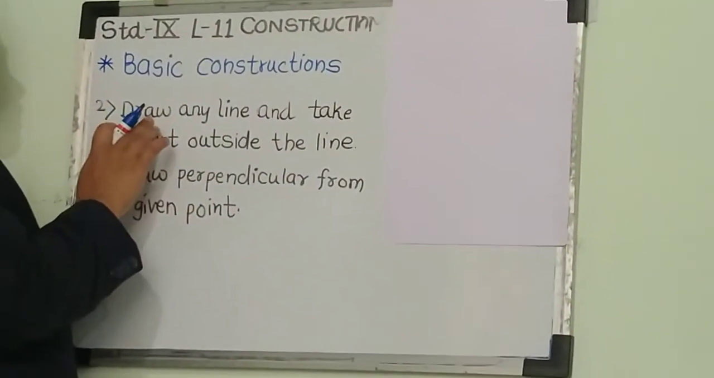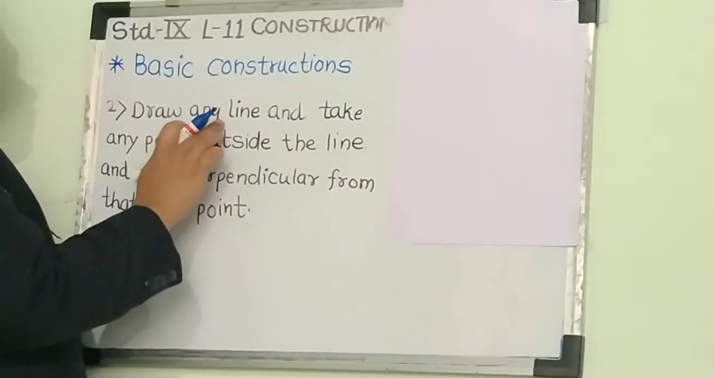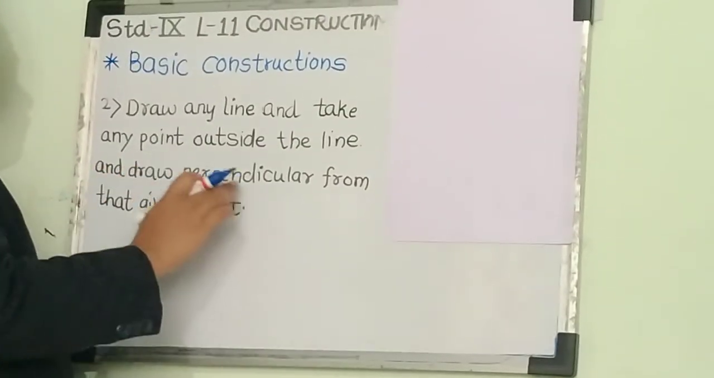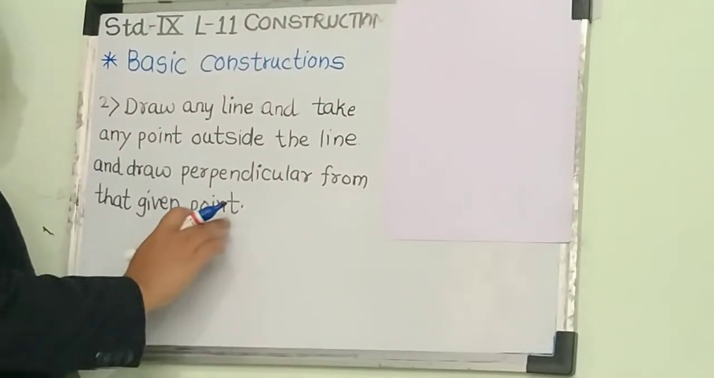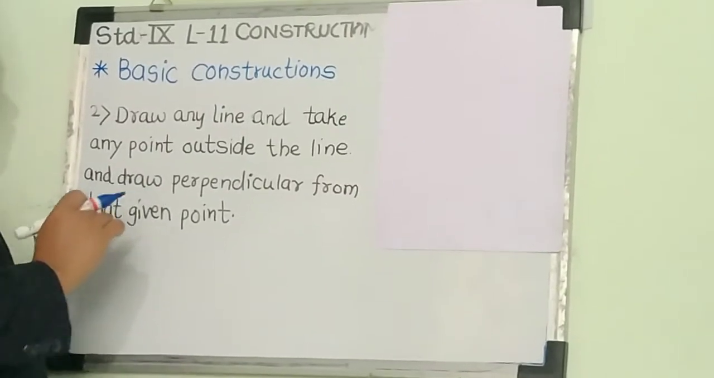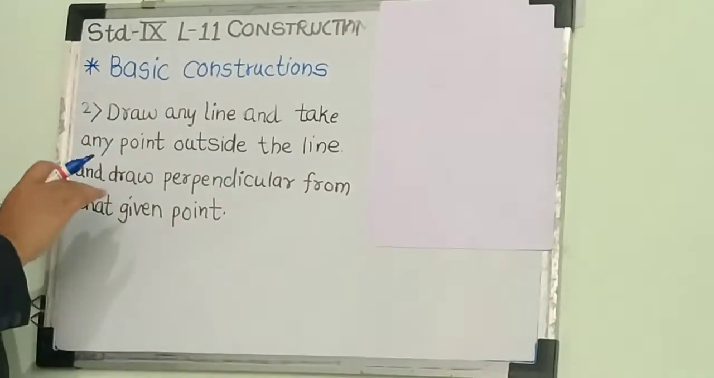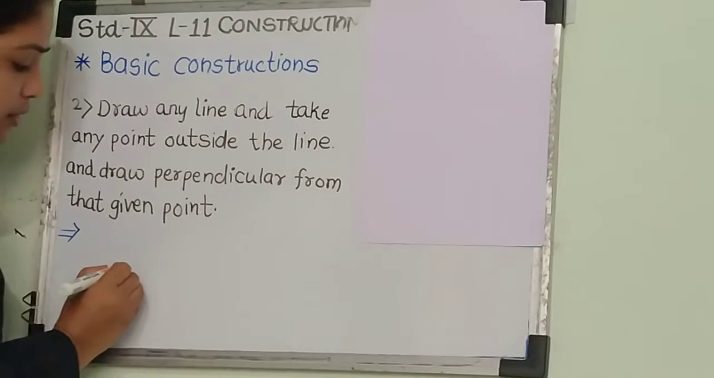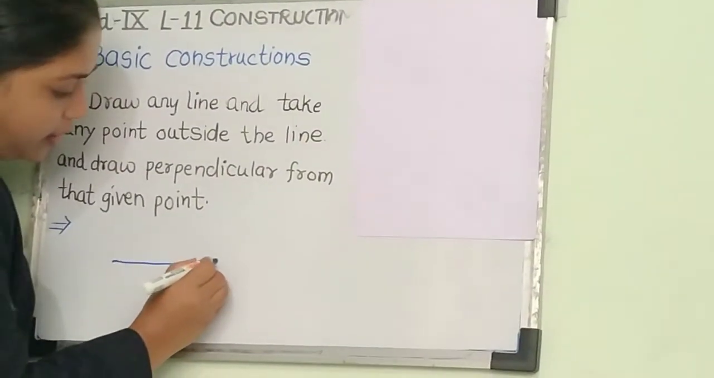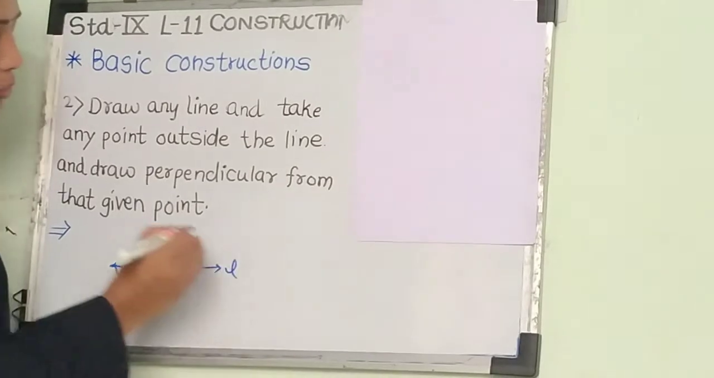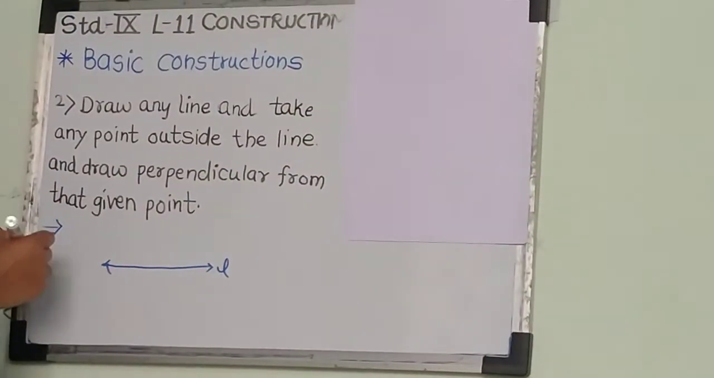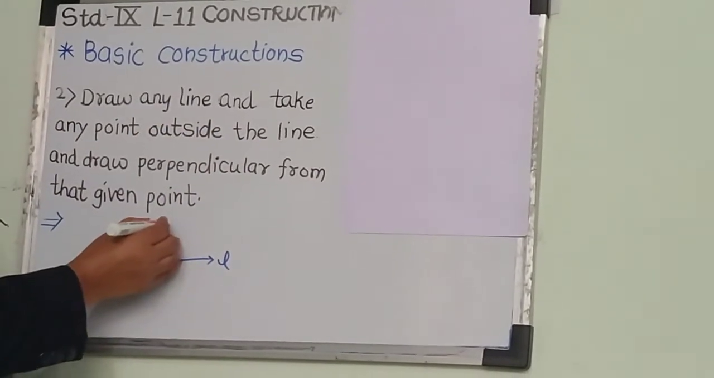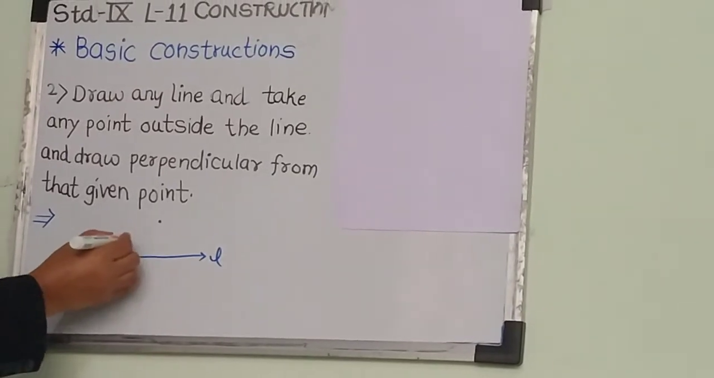See the second basic construction, that is, draw any line and take any point outside the line and draw the perpendicular from that given point. So first we are going to draw the rough figure for this construction. First we have to draw a line. So line L we are going to draw. Then we have to take any point outside the line.